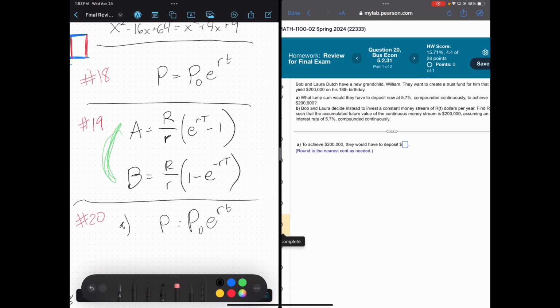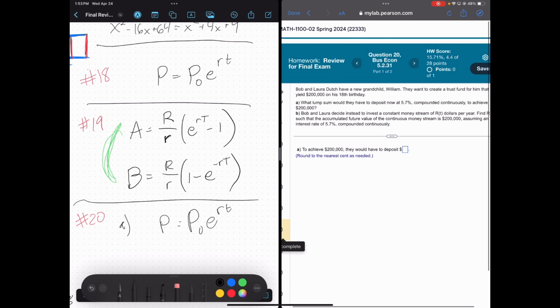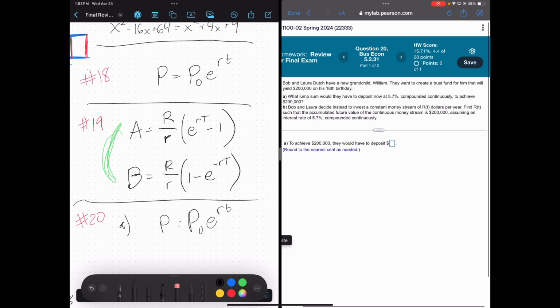Part B, now they're deciding to invest a constant income stream, right? A constant money stream of a certain amount of dollars per year, and you're solving for that. So in number 19, you were plugging all of this stuff in to figure out what these values were. But in this problem, in part B, you're actually solving for R. Where would I put the 200,000? Remember, this is my present value formula, and 200,000 is not the present value. It's the future value. So I would use this formula and plug 200,000 in for A.